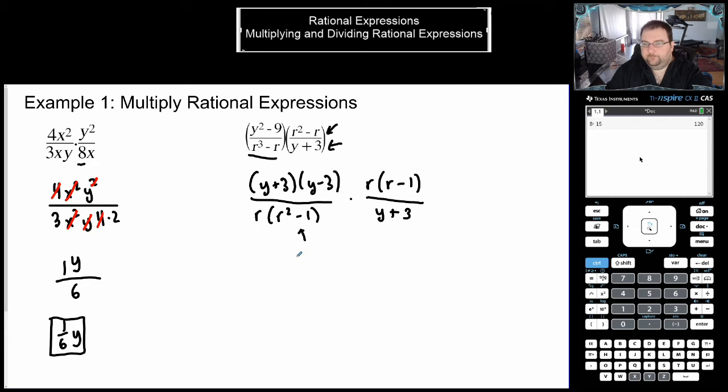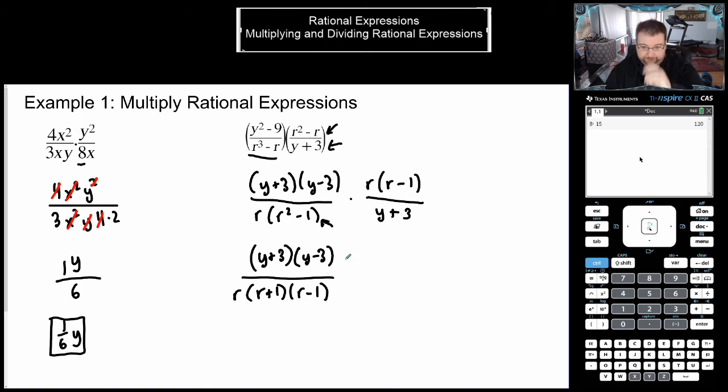Can I? Yeah, I can. So this is going to be y plus 3. I'm not going to change my top. Y minus 3 over r times r plus 1, r minus 1. That's this step here. I factored that step. Multiplied by r times r minus 1 and y plus 3.